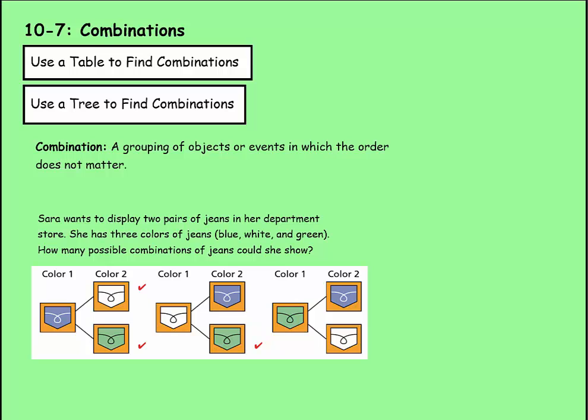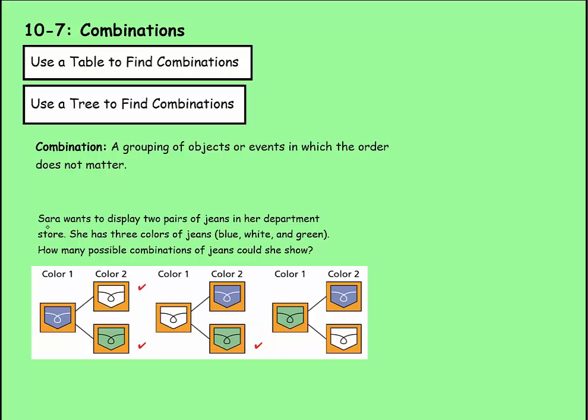We're on lesson 7 of chapter 10, which is combinations. First, we're going to use a table to find combinations. Then we'll use a tree to find combinations. First, what is a combination? Well, a combination is a grouping of objects or events in which the order of the events does not matter.